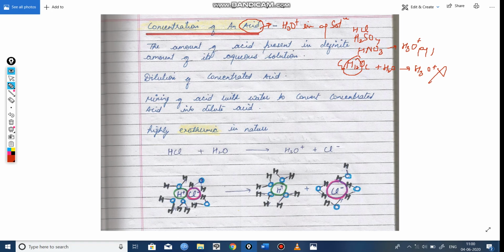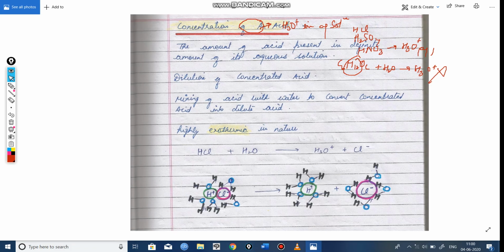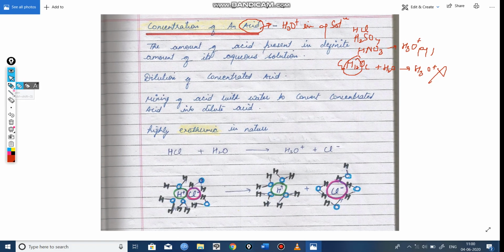Next, on the basis of concentration, acids are of two types. First, concentrated acid and dilute acid. What is the meaning of concentrated and dilute acid?